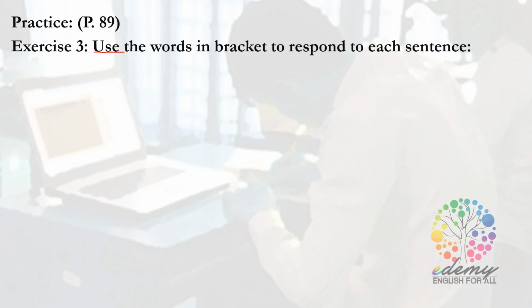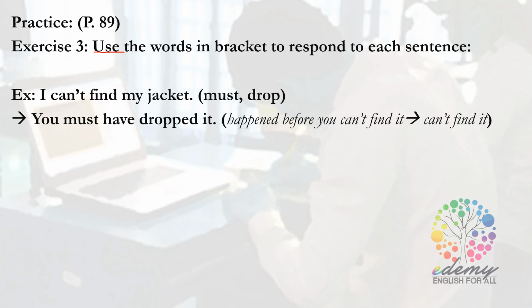So I will give you an example. For example, number 1, the example is: I can't find my jacket. And then we have must and drop in the bracket. So in here, the response is you must have dropped it. So why do we use you must have dropped it? This is the present sentence, can't find. So why do we use must have dropped in the past?